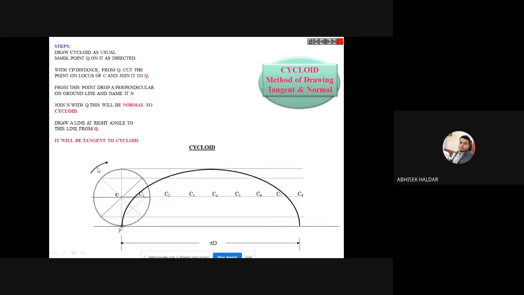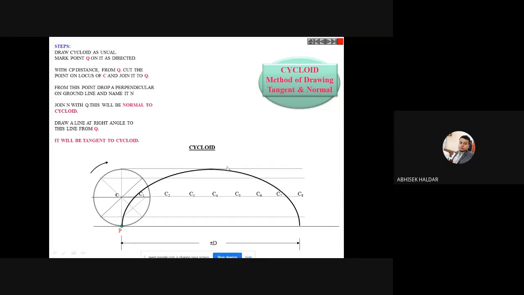Fine. So today basically we'll discuss the tangent and normal to the cycloid. Say I have drawn a cycloid first of all. Okay, I have drawn it. So let us start with this. That means I have drawn this cycloid.